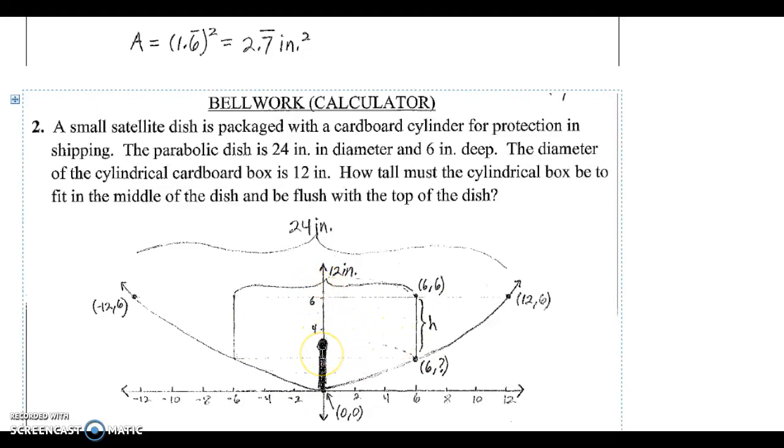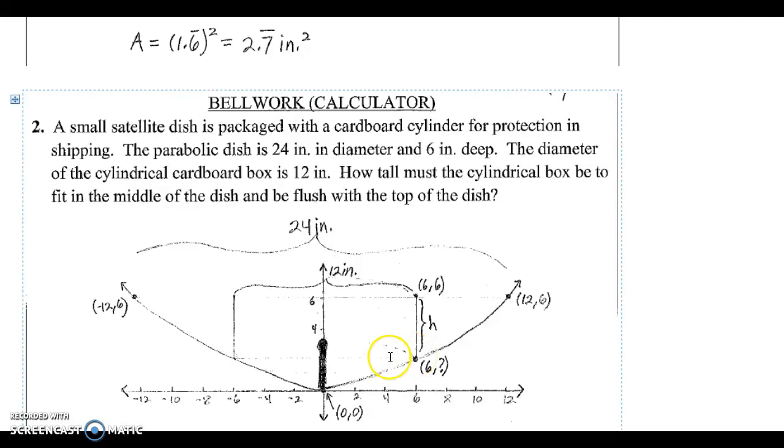so that if something would fall on top, it wouldn't crush it. Needless to say, it gave us some dimensions, so we know that our dish is 24 inches in diameter. We know that it's 6 inches deep, and we know that the diameter of the cardboard box going inside here is 12 inches and is going to be centered right in the middle. Our job is to find how tall that box needs to be in order to fit inside the dish.